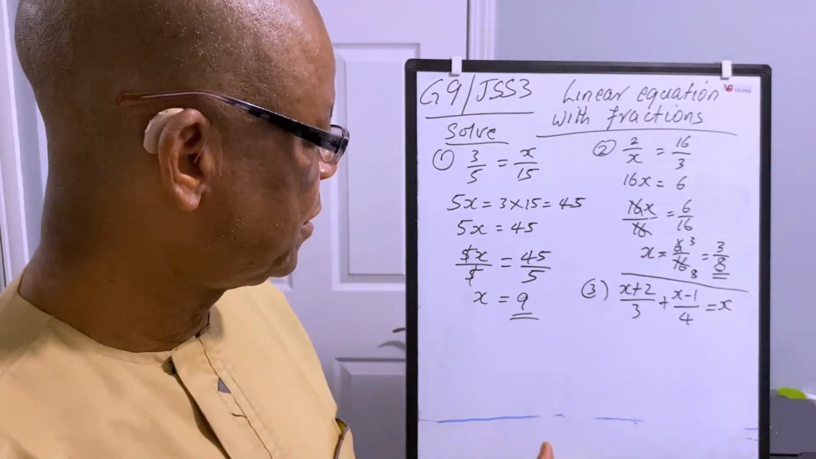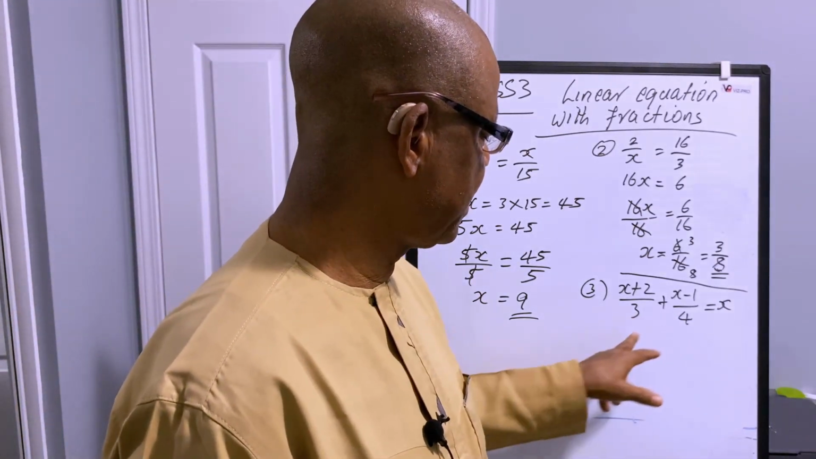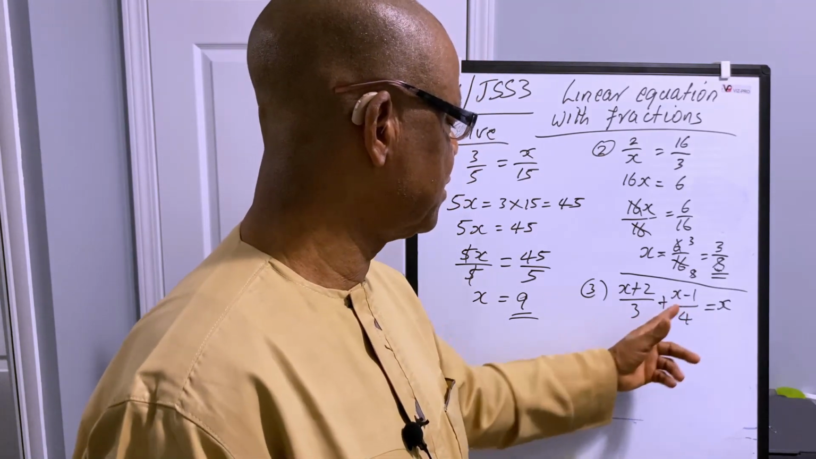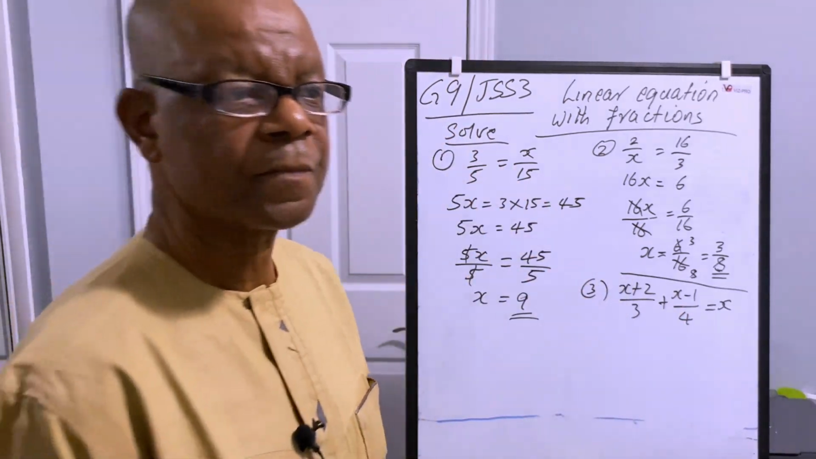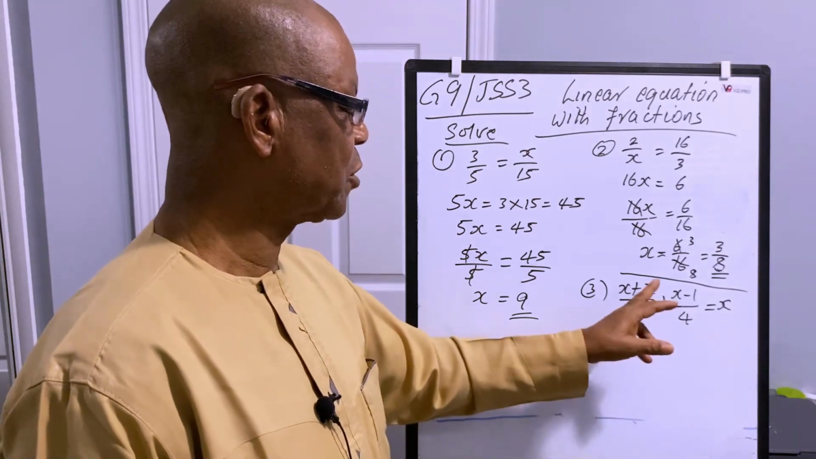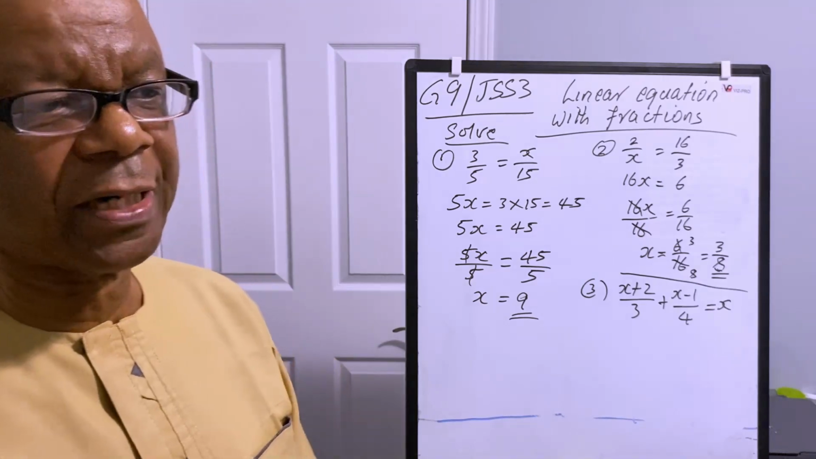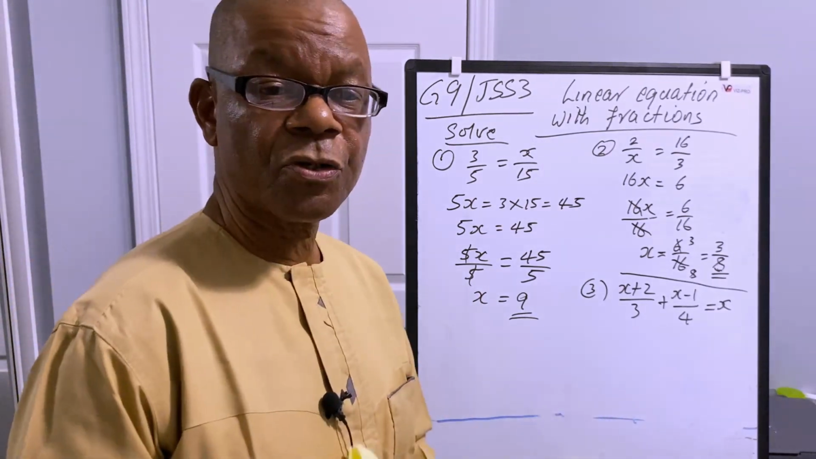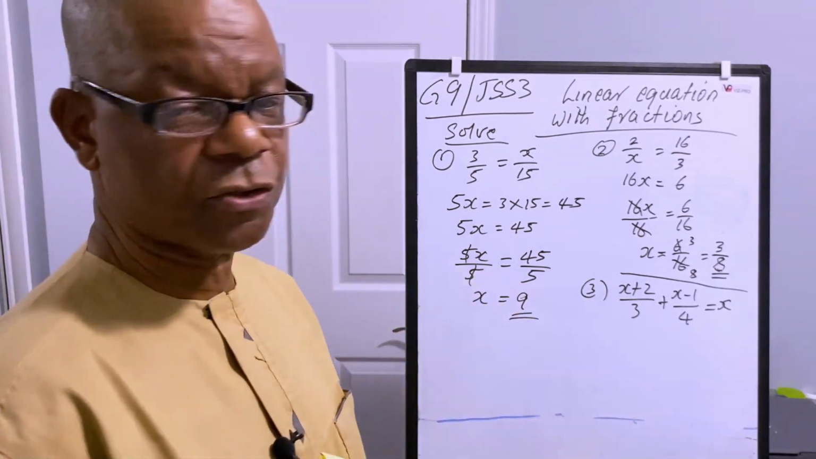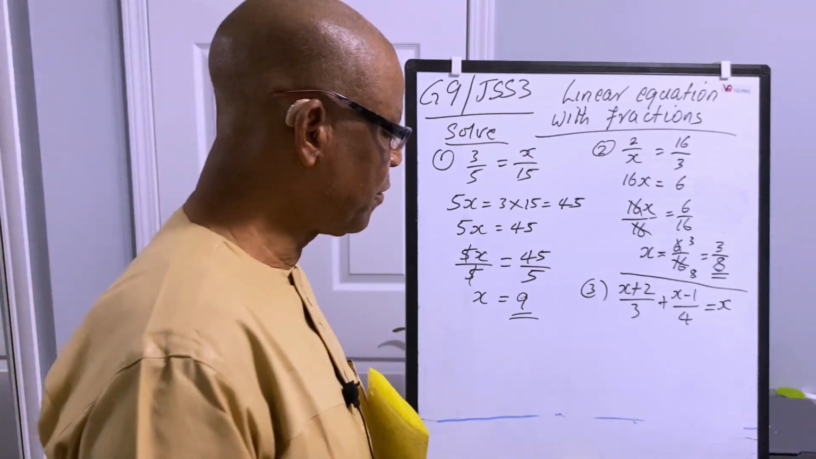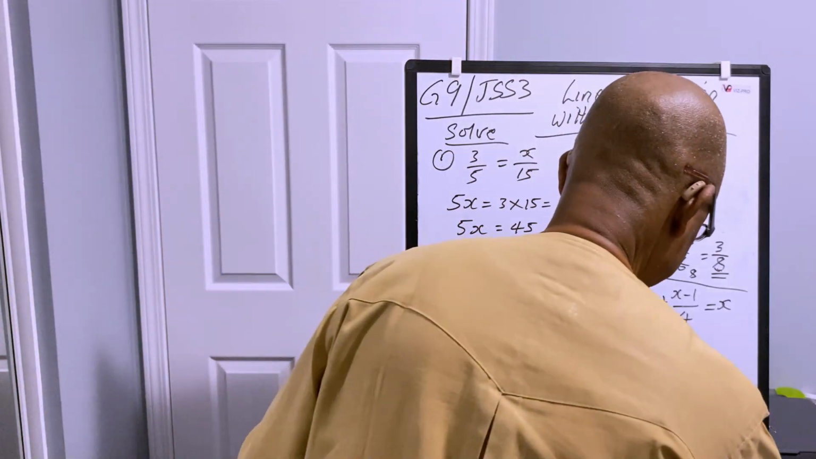There are many ways of doing it. I can find the LCM and use it to make these two fractions one fraction, or I find the LCM and multiply each term by the LCM, thereby eliminating the fractions. Let us use the LCM and make the two fractions one fraction. The LCM of 3 and 4 is 12.